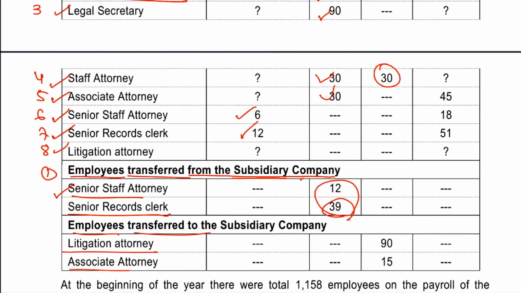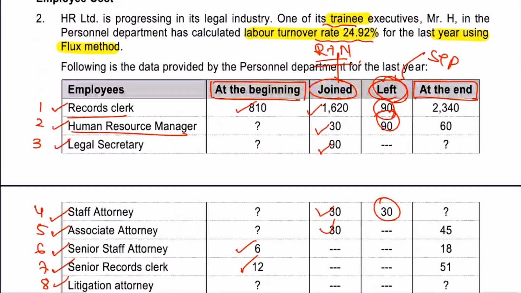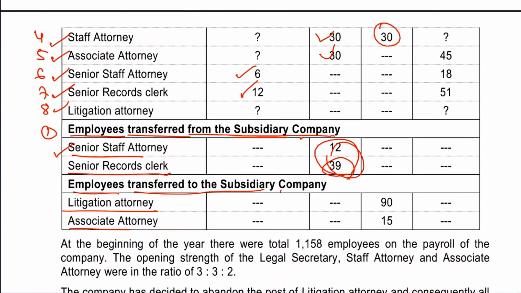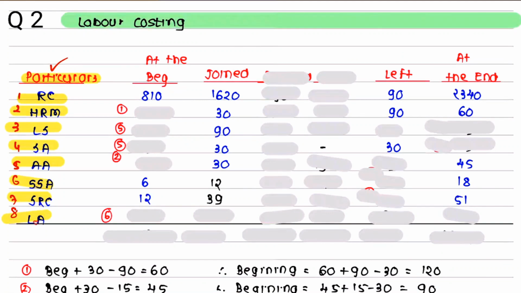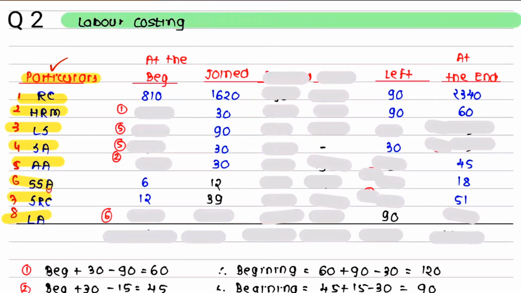Sir, litigation employees transferred to subsidiary, so they are leaving my organization. You can see that is in the left wala column, and these two were in the joint wala column. Okay, so they are leaving my company, they are transferred to that company, so that will come in left. तो लेफ्ट कितना है 90 and 15, तो litigation वाला 90, litigation LA 90, and then here we go AA is 15 left. Clear है ना?